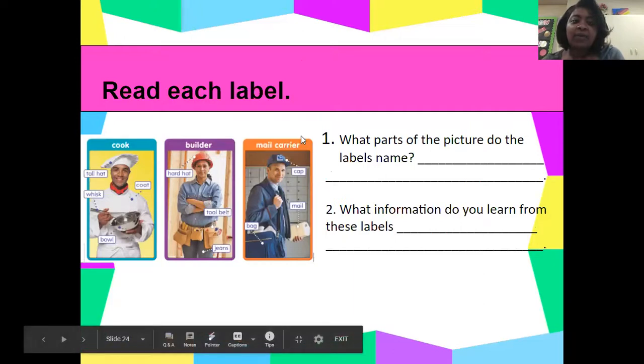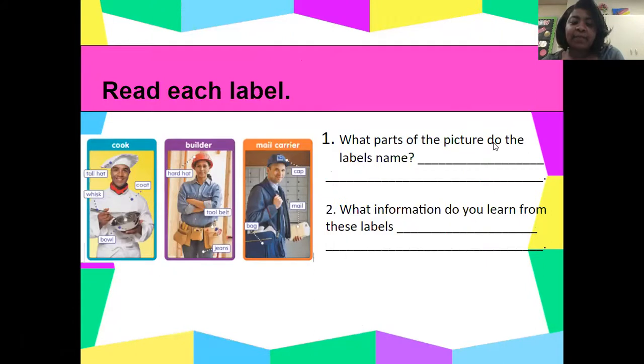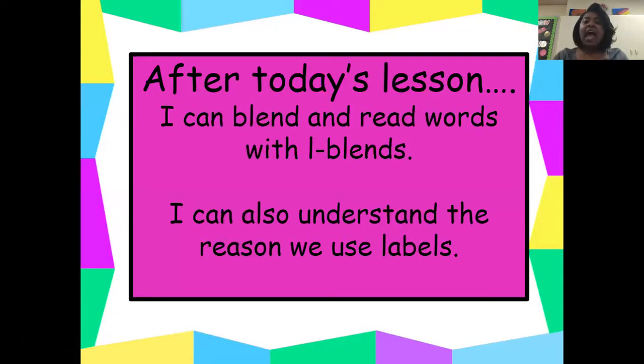All right. What parts of the picture do the labels name? All right. So they name what they wear to work or the materials that they need for work. What information do you learn from these labels? Okay, so the labels give us more details and information about the picture. After today's lesson, I can blend and read words with L-blends. I can also understand the reason we use labels.